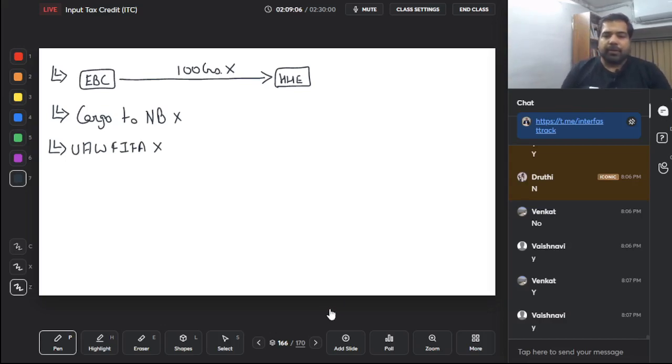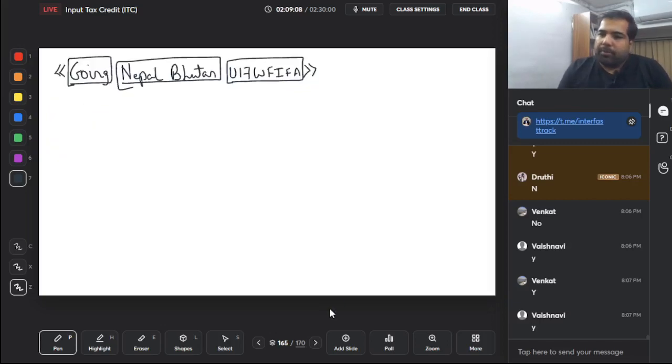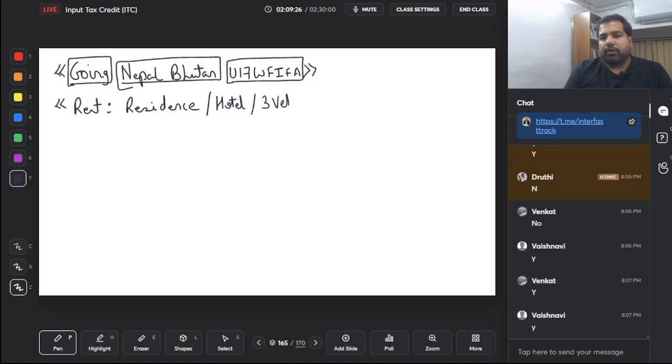All right. So guys, did we all go to Nepal and Bhutan? Yes. But if we are going to go there for such a long tournament, what are we going to do of our things back in India? So we are going to rent out our residence. We are going to rent out our hotel, and we are going to rent out our 3 vehicles. This is what we are going to do. Rent the residence, hotel, and 3 vehicles. Let's check.